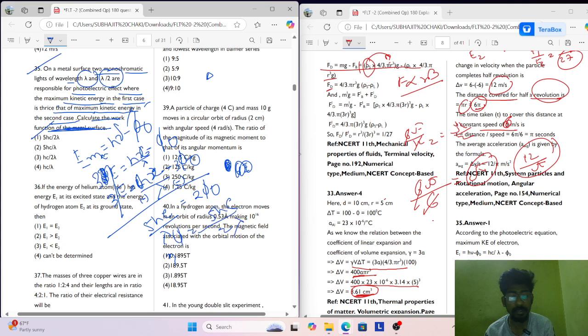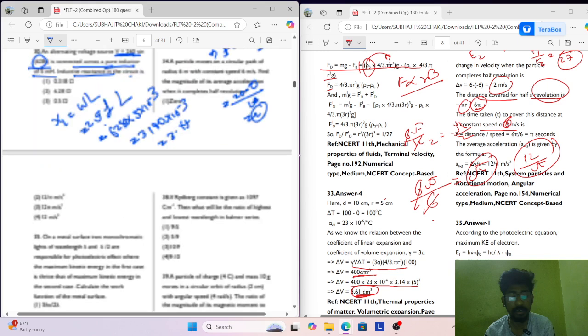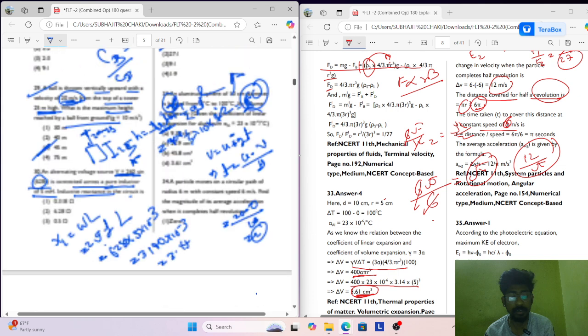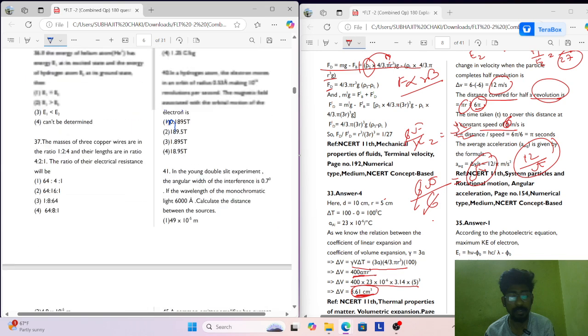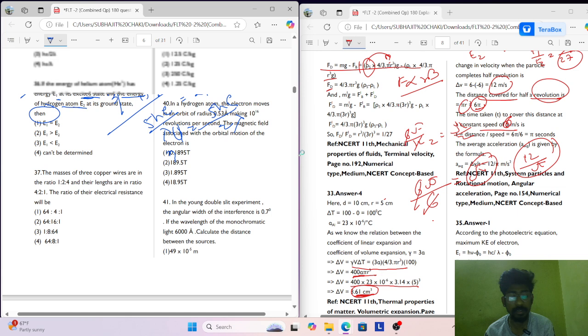Simple elimination. The energy of the helium atom is at this, and at its excited state, the energy of the hydrogen atom at the ground state. Then the energy is given by the formula 13.6 Z squared by n squared. For the ground state, n will be equal to... for the ground state, n is, sorry.